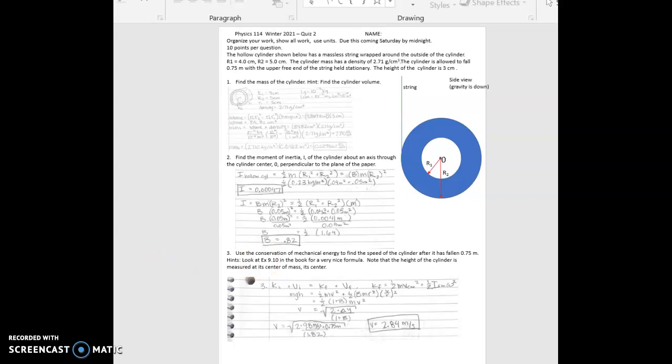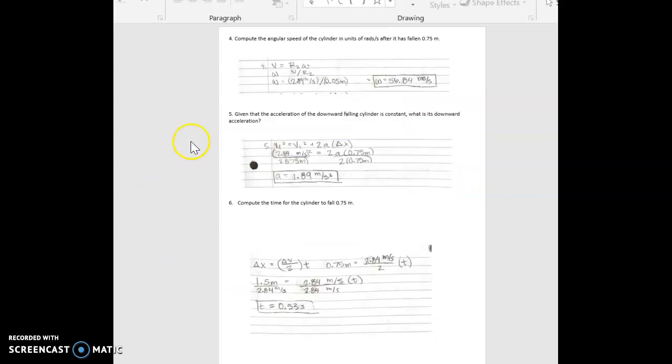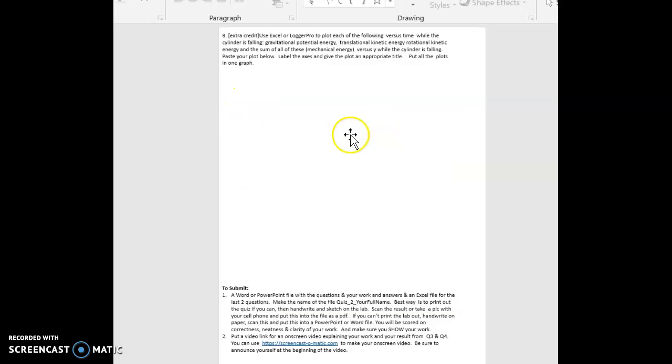Okay, and then for number 4, because of the equation velocity equals radius times omega, I was able to pull out omega since I already had the velocity and the radius. This radius was the second one, so that's the one that was 5 centimeters or 0.05 meters. So I divided 2.84 meters a second by 0.05 meters to get omega, which equals 56.84 radians a second.